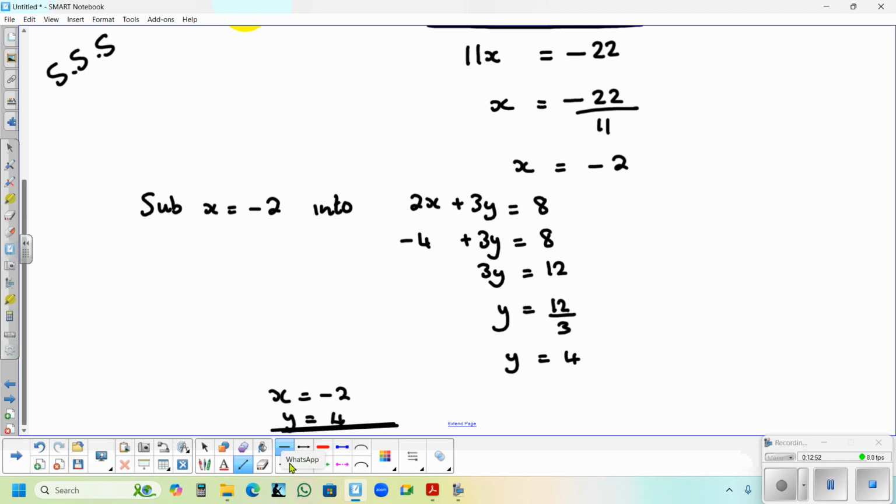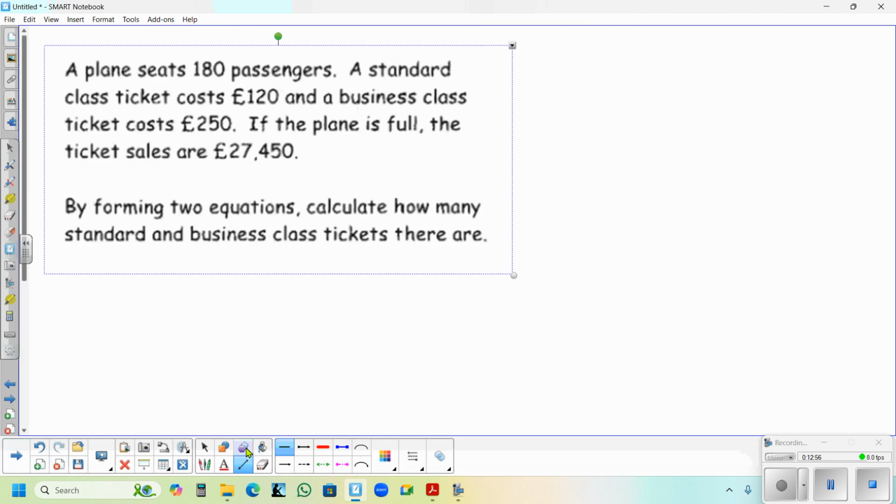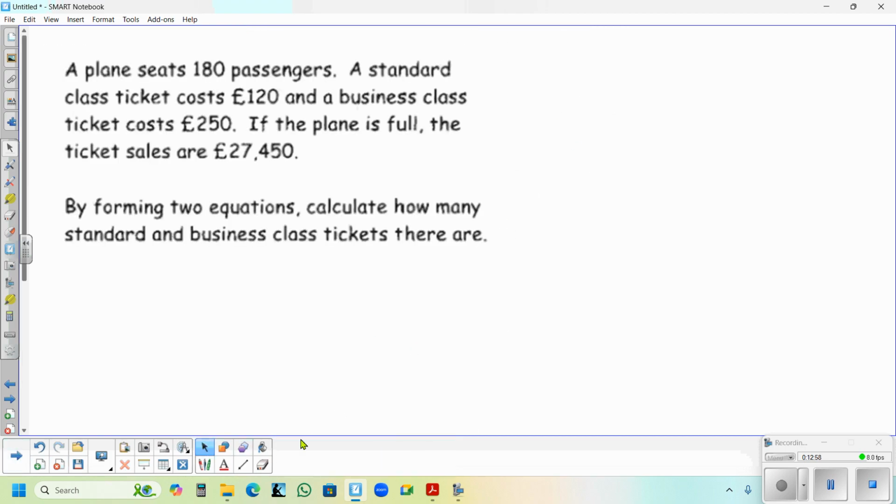Right, so you either get one that's just straightforward numbers, or you get one that's in a context. So it's words, but it doesn't matter, they're just the same. You make your equations and solve them. You tend to get a wee bit more marks for these ones.